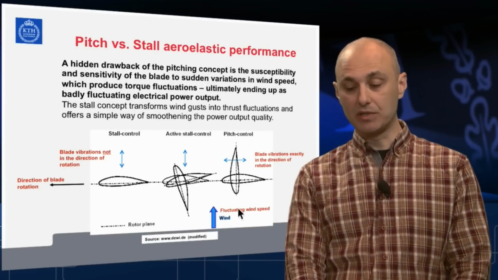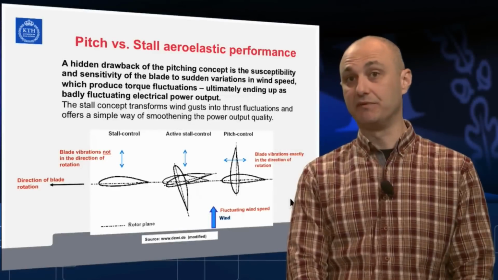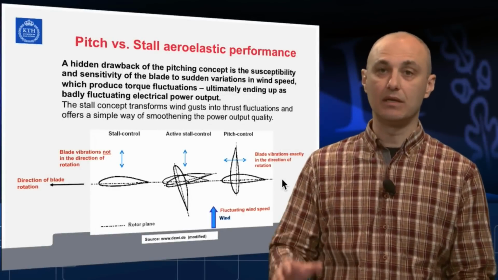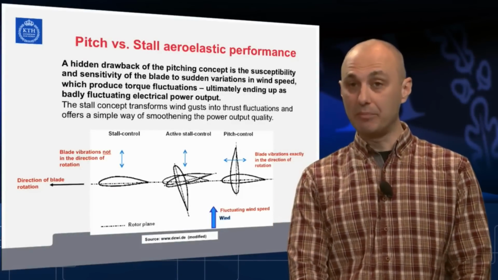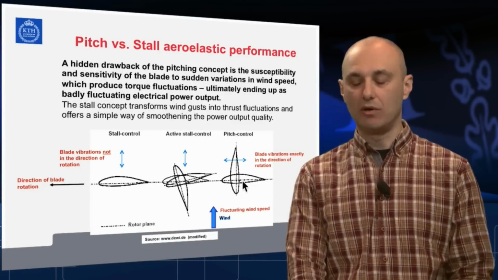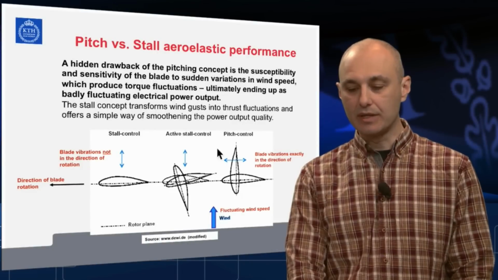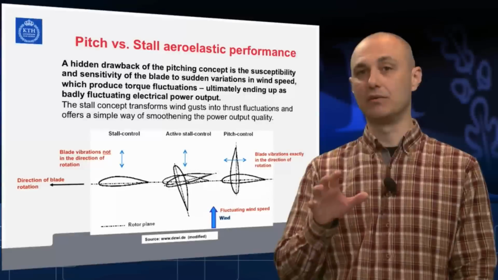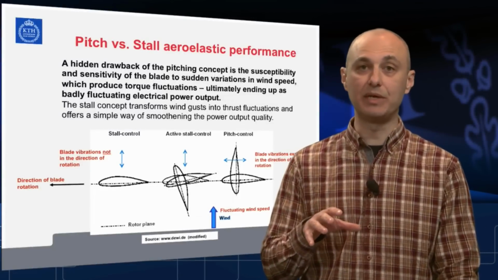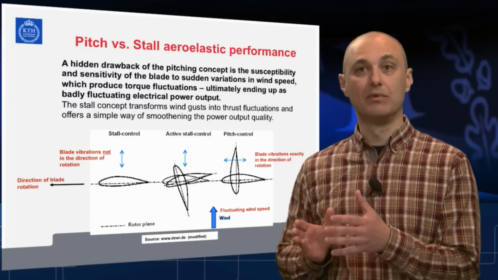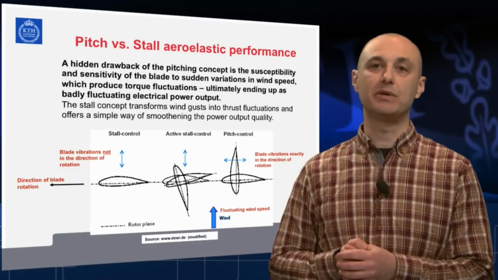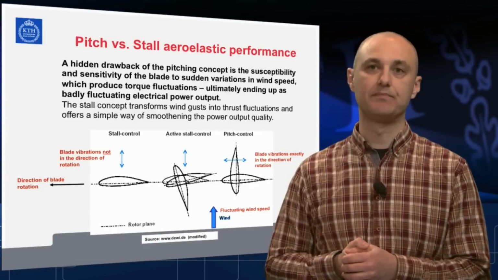So the early pitch-controlled machines had a problem of taking care of those fluctuations. Different methods can be used to dampen or eliminate almost completely the pitch control related fluctuations, where the stochastic wind speed or short-term fluctuations in wind actually immediately appear as fluctuations in the output power quality.